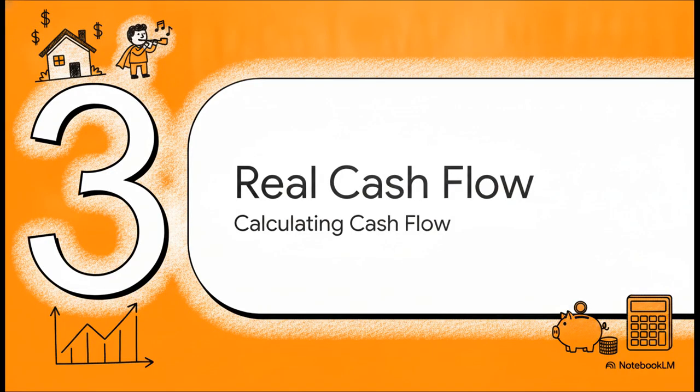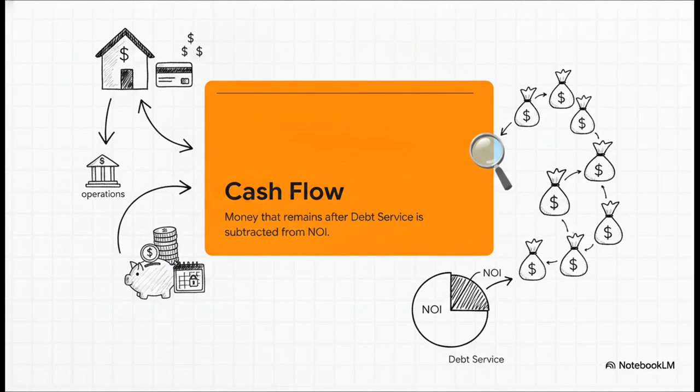All right, on to section 3, calculating real cash flow. So we have our NOI, which is great, but unless you bought the entire building in cash, we still have to pay the piper. Yep, the mortgage lender. And this is exactly where we arrive at cash flow. It's the money that actually finally hits the owner's personal bank account after covering all operations and, critically, after paying the debt service, which includes both your mortgage interest and the principal.